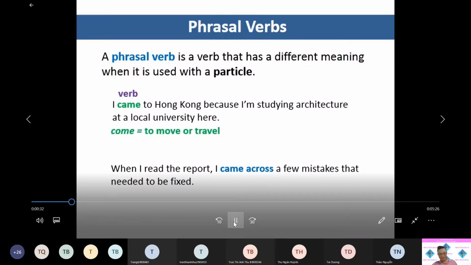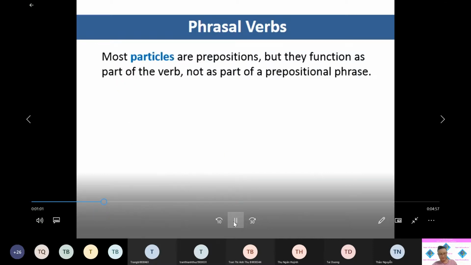In this sentence, we are using the verb come, meaning to move or travel to a place. In this sentence, we are using the verb come as part of the phrasal verb come across. To come across means to find something by chance. This phrasal verb, made up of the verb come and the particle across, has a different meaning than the verb come on its own, as in the first sentence. Most particles are prepositions, but in a phrasal verb, they function as part of the verb rather than forming a prepositional phrase. Compare these two sentences.